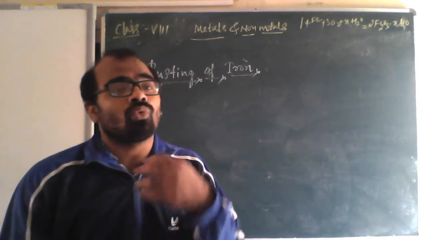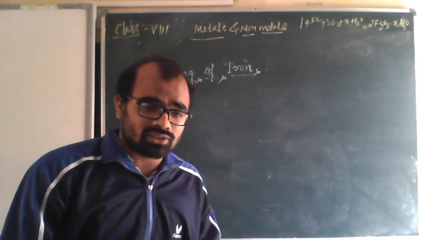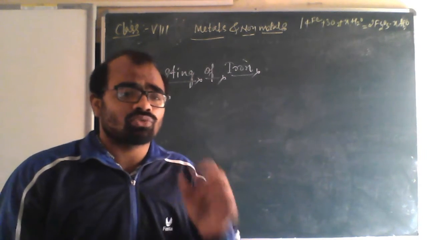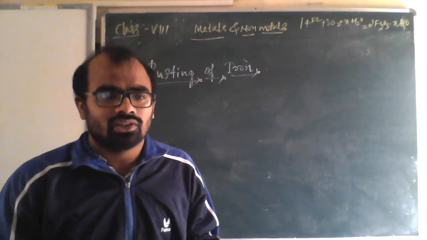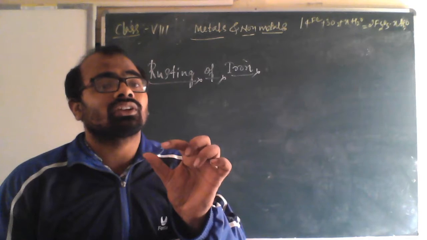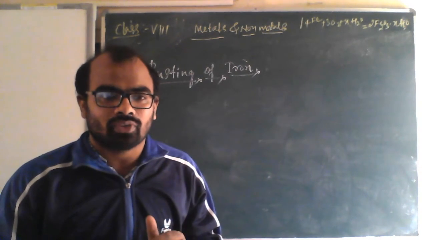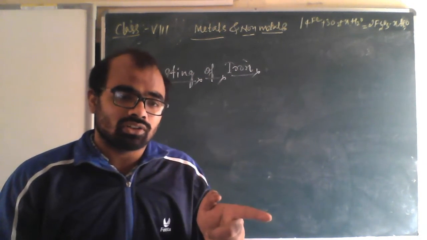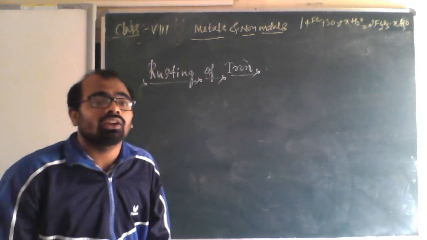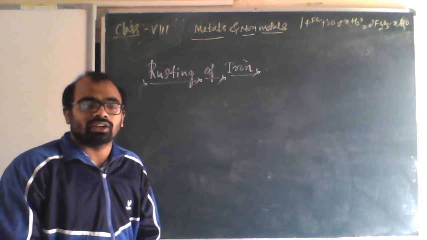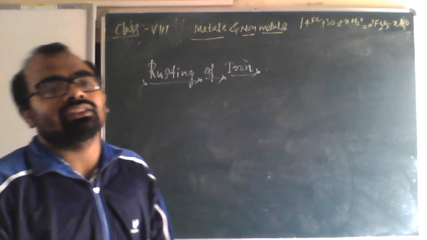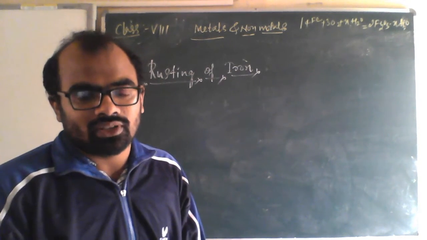Okay, so why does it come? It comes because it reacts with water, that means moisture content of air, and oxygen. There is moisture in the air. So the iron reacts with that moisture, with air, that is oxygen, as well as moisture content, and thus it will form rust. The process is called rusting of iron.